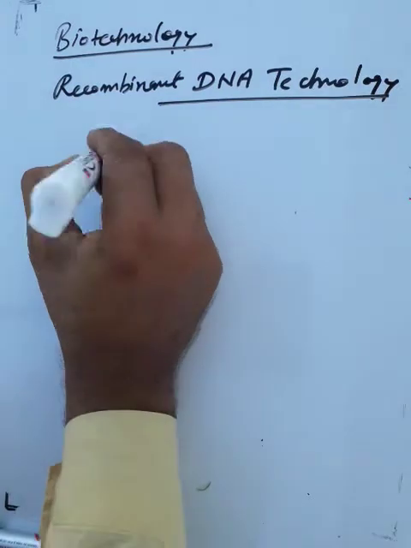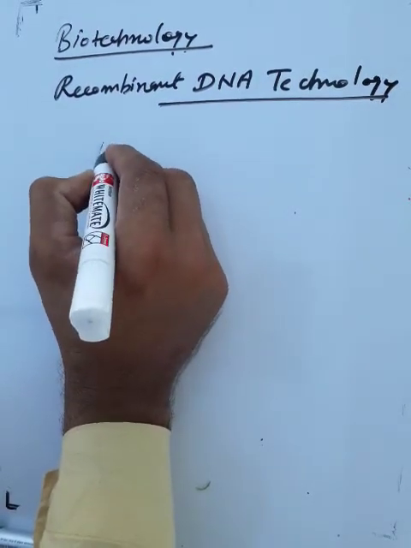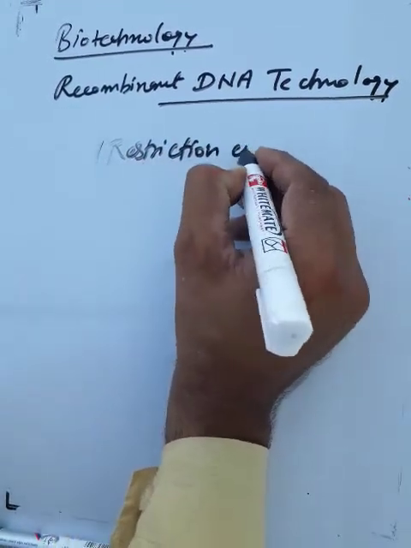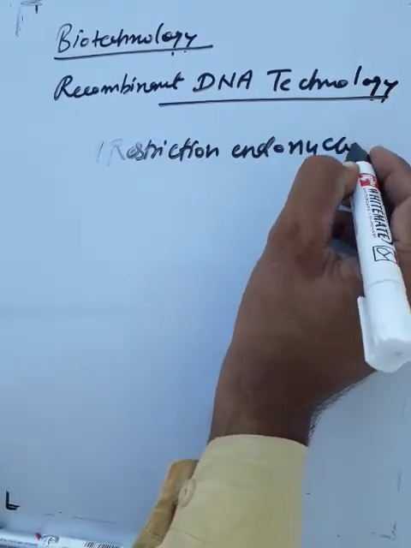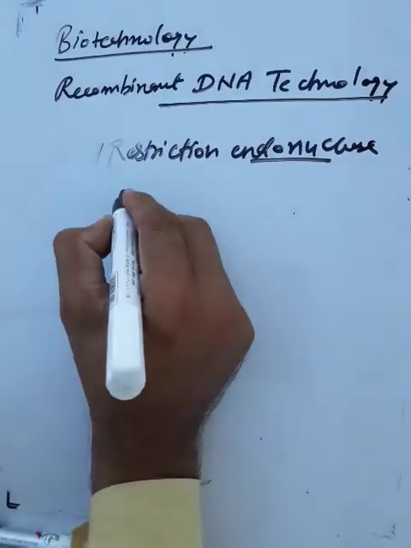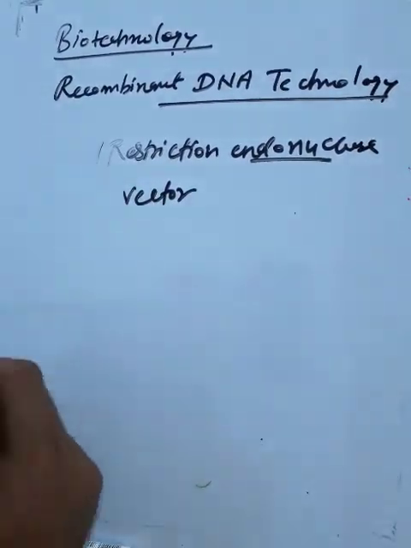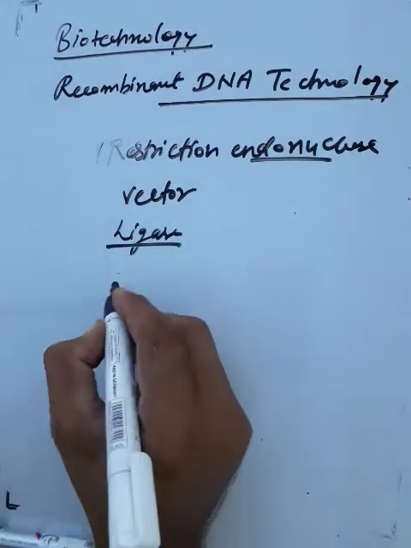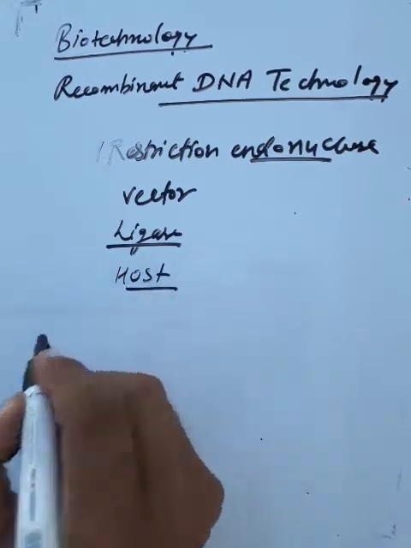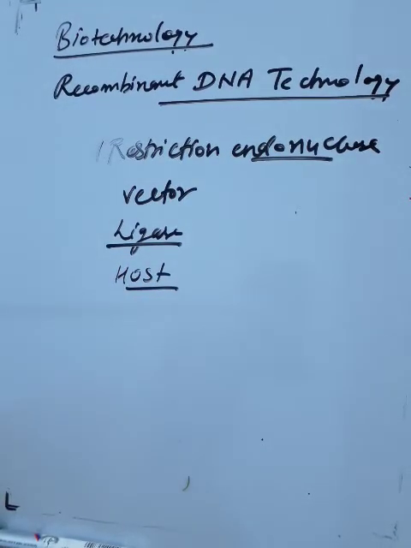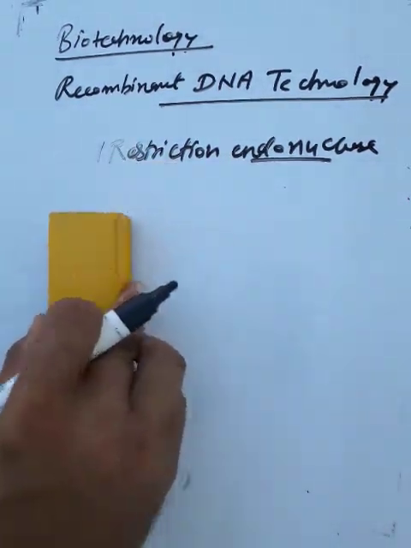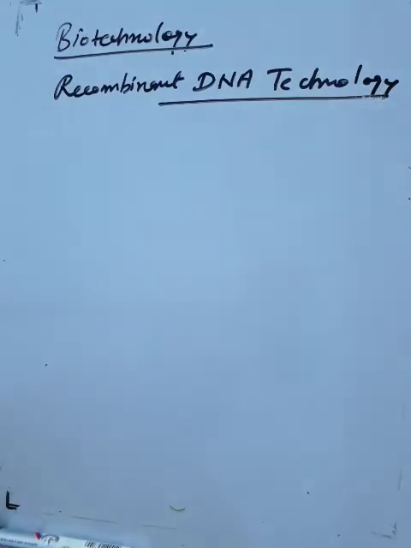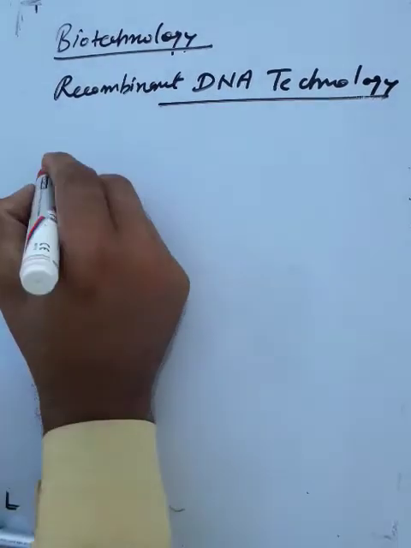First of all, which enzyme? Restriction endonuclease. After that, vectors. After that, the ligase enzyme. And the last point is the host. Now we will discuss the mechanism of restriction endonuclease first.